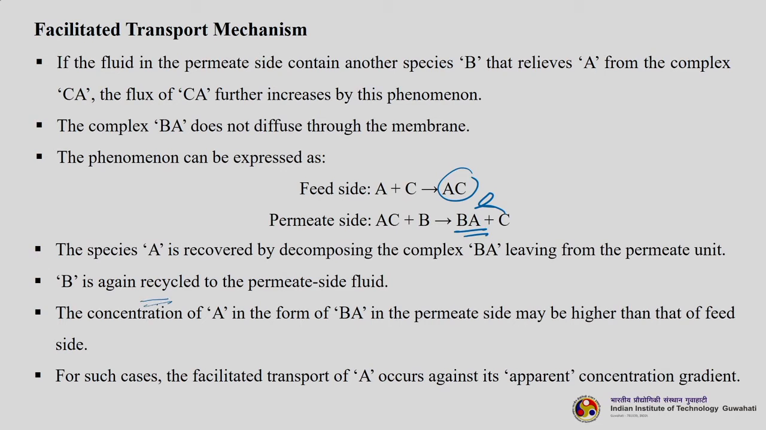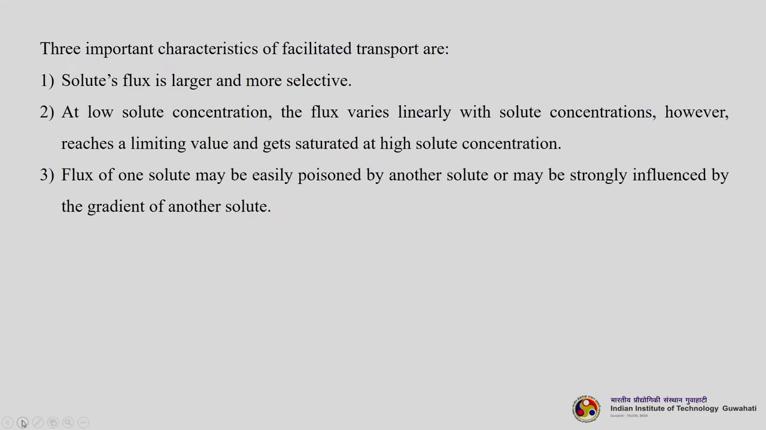So, the concentration of A in the form of BA in the permeate side may be higher than that of the feed side. For such cases, facilitated transport of A occurs against its apparent concentration gradient. However, we do not have to provide any extra energy for this to happen.